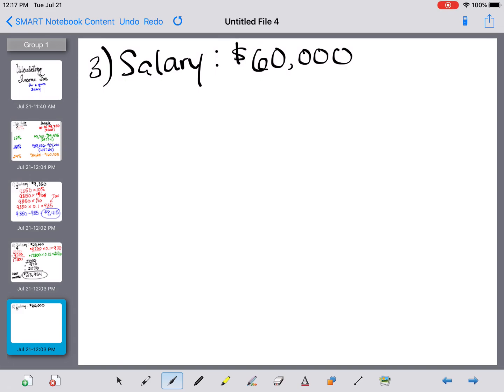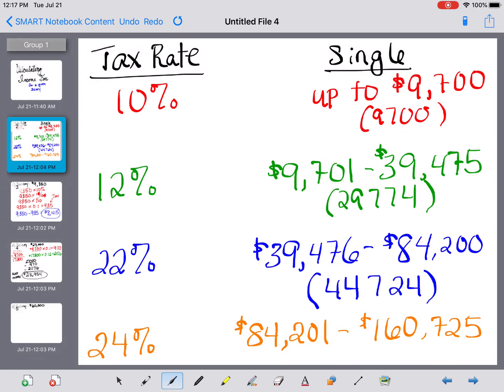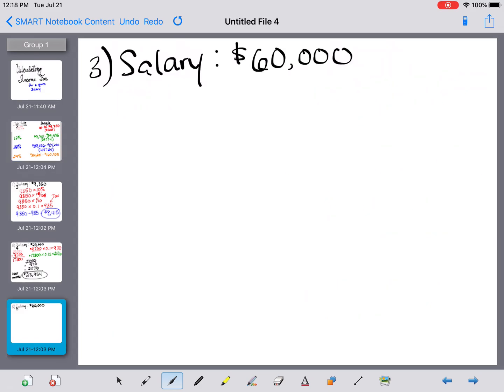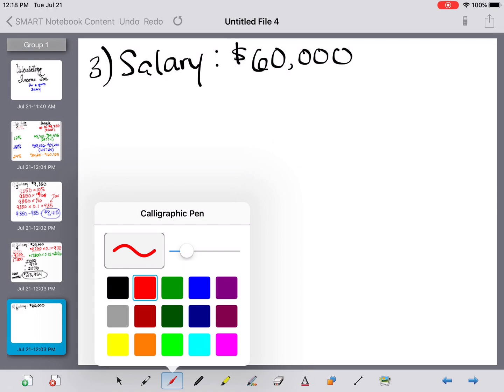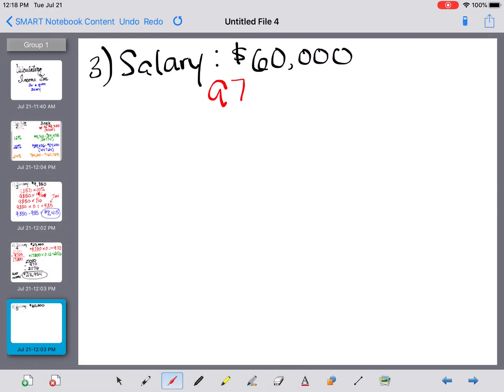And we're going to go through this process exactly the same. First thing, $60,000 is way more than our first rate of 10% at $9,700. So we're going to be using the maximum there. So we have $9,700 going at 10%, which we've already discussed is $970.